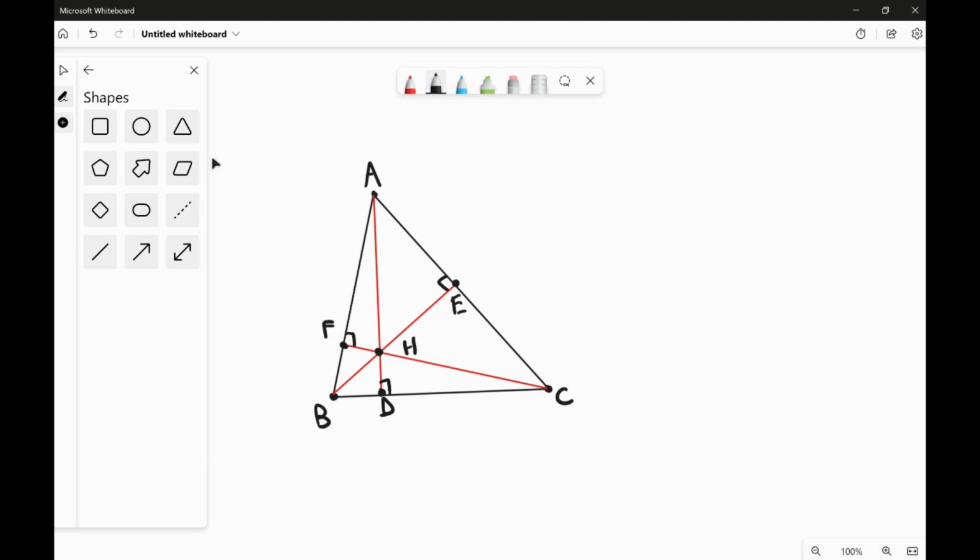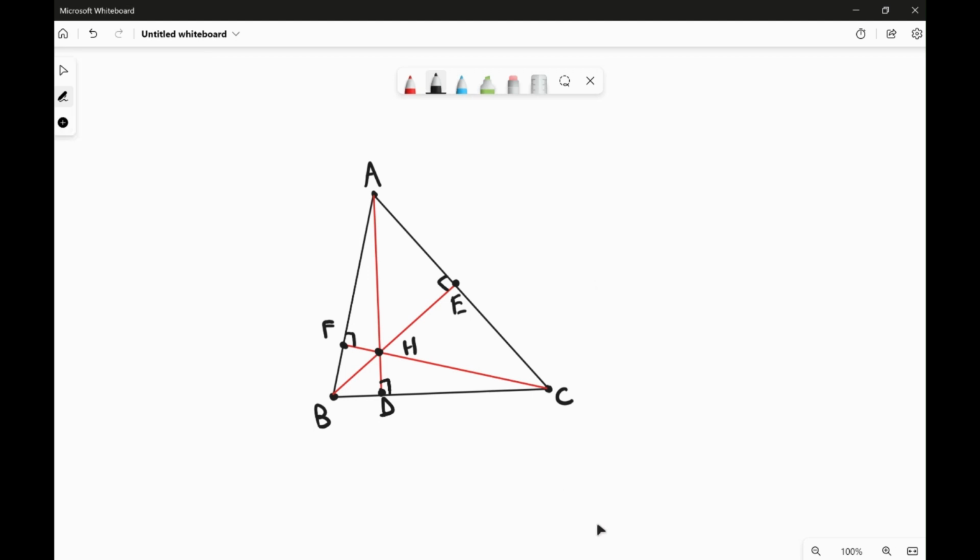Hello everyone, and in this video we're going to be discussing a very special triangle center and some of its really cool properties. It's called the orthocenter, which is the intersection of the altitudes. Specifically, we're going to be discussing a concept that's related to the circumcircle itself. So let's go ahead and add in the circumcircle here.